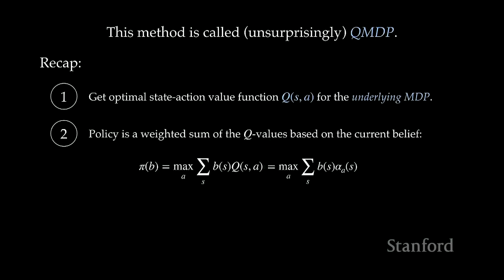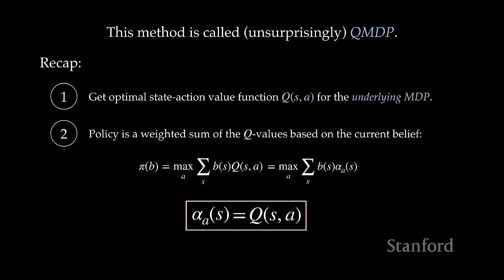So all I did here is replace this QSA with new notation that's just alpha subscript A of S. So it's an alpha vector now. That's it. Okay, so these are the exact same thing. It's just that we're changing up the notation a little bit.